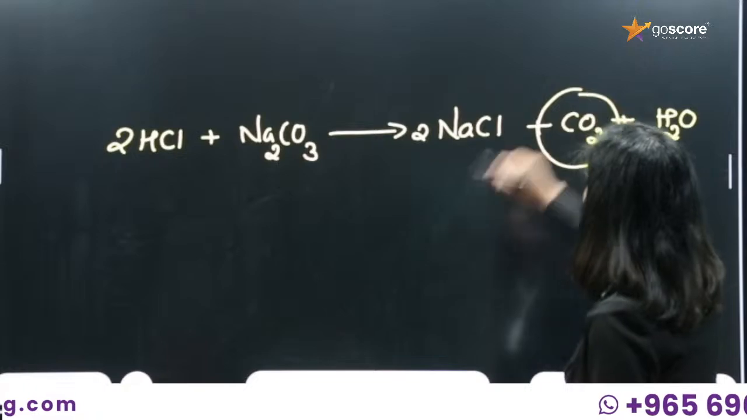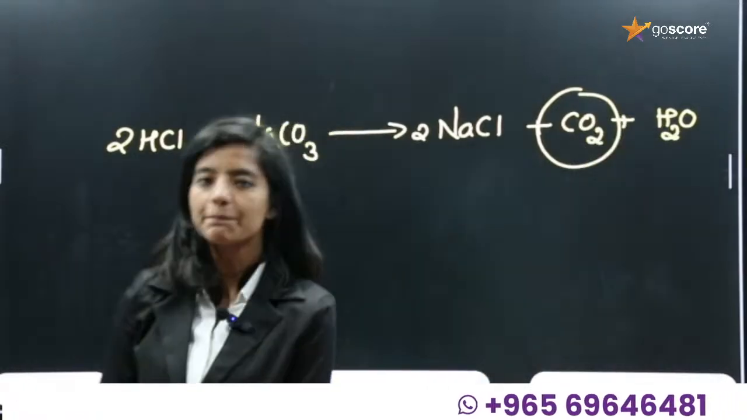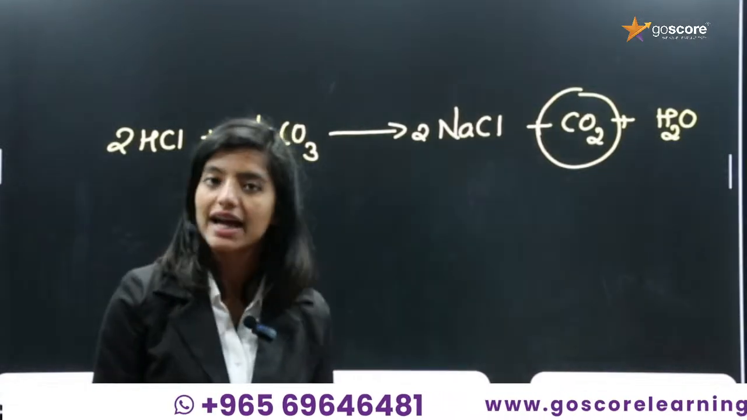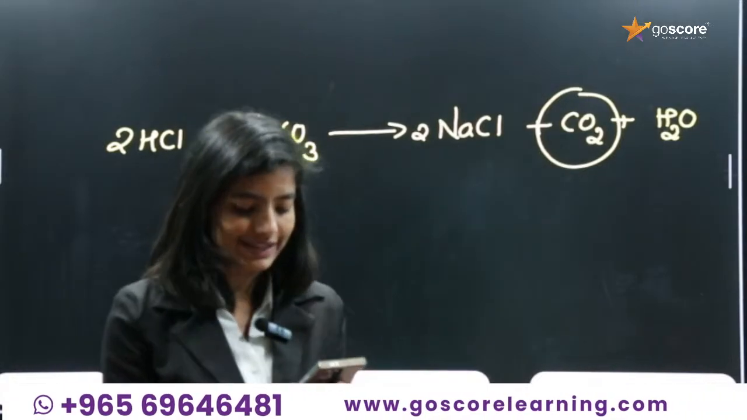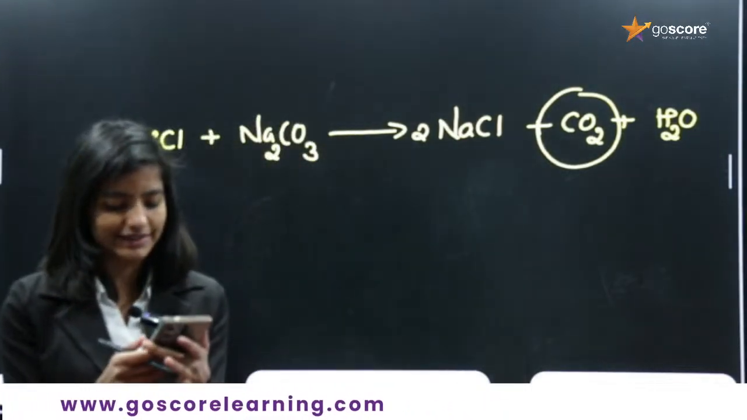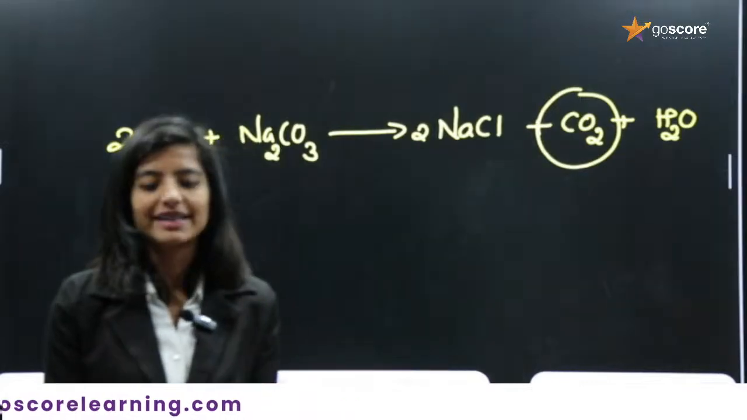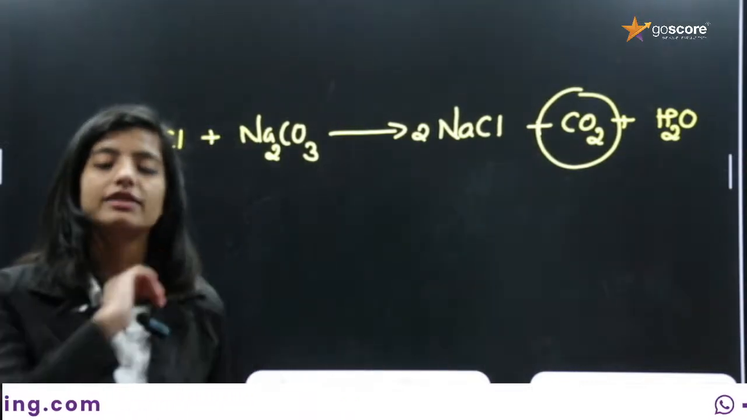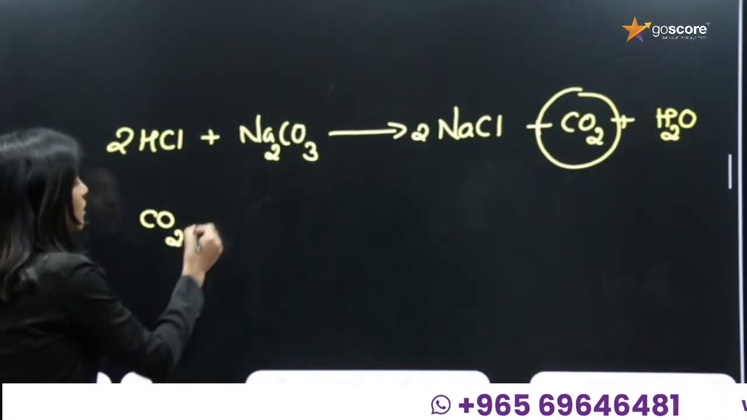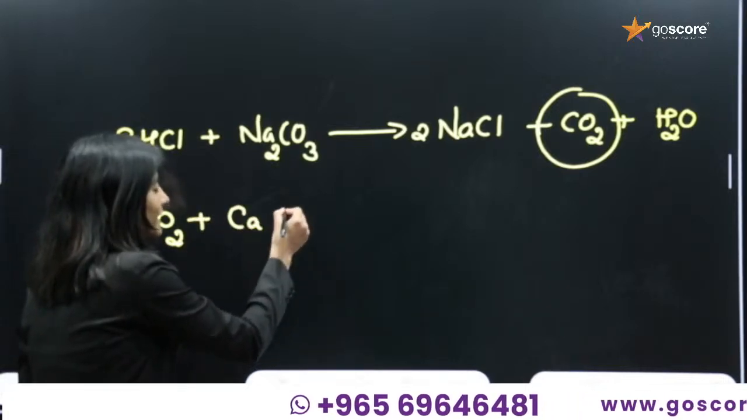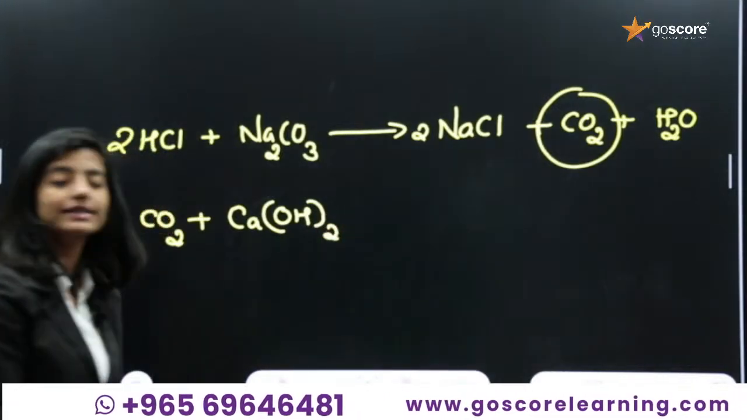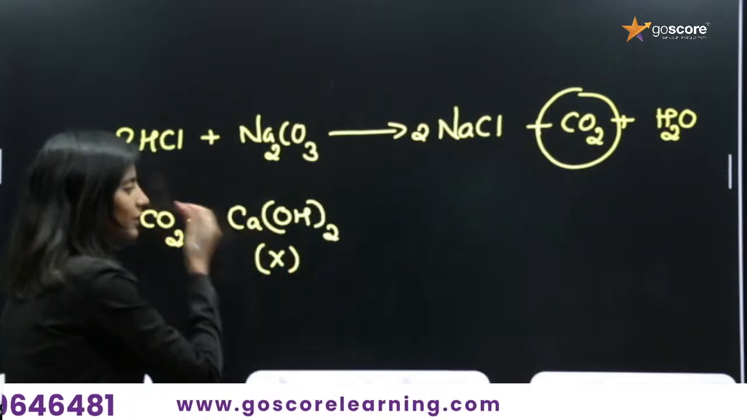Definitely we will get a gas called carbon dioxide. I am going to pass this carbon dioxide through a liquid which is given in the question paper as X. Can anyone tell me what that X is? I'm looking into the comment box. X is nothing but your lime water. The formula for lime water is calcium hydroxide, Ca(OH)2. That is your lime water, that is your X.